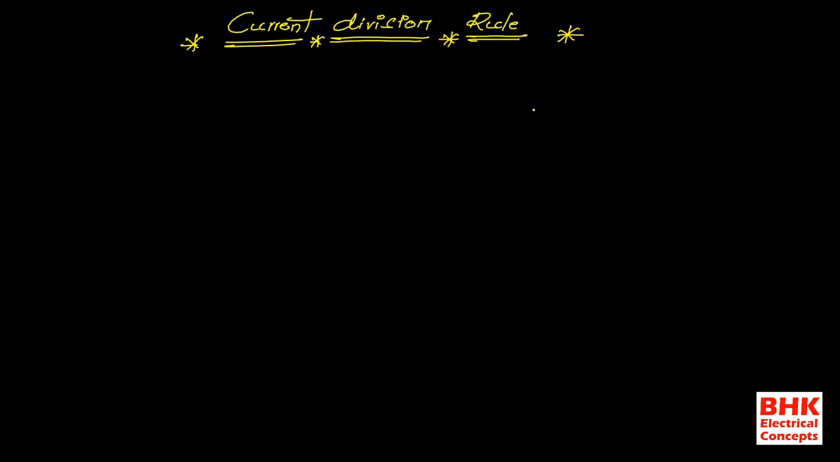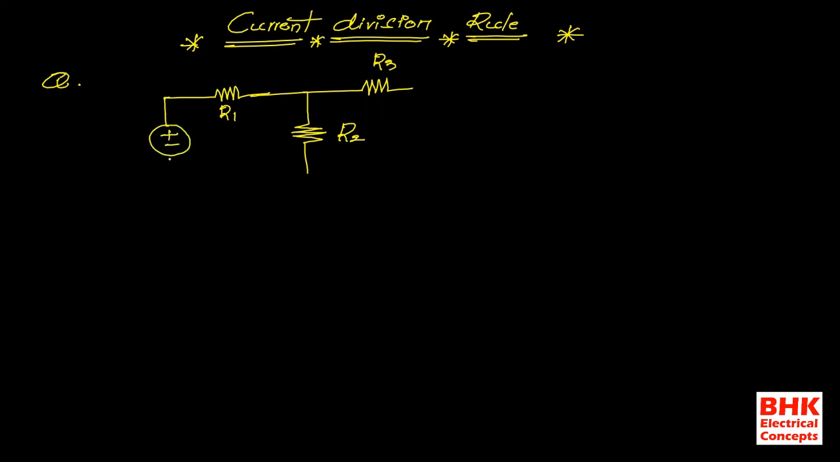So, for example, I'm going to consider one network, and we will discuss how to apply the current division rule in electrical networks. See, this is one resistance, R1, this is another resistance, R2, and this is another resistance, R3. We are applying some voltage here, using a DC voltage source. So this is a network.